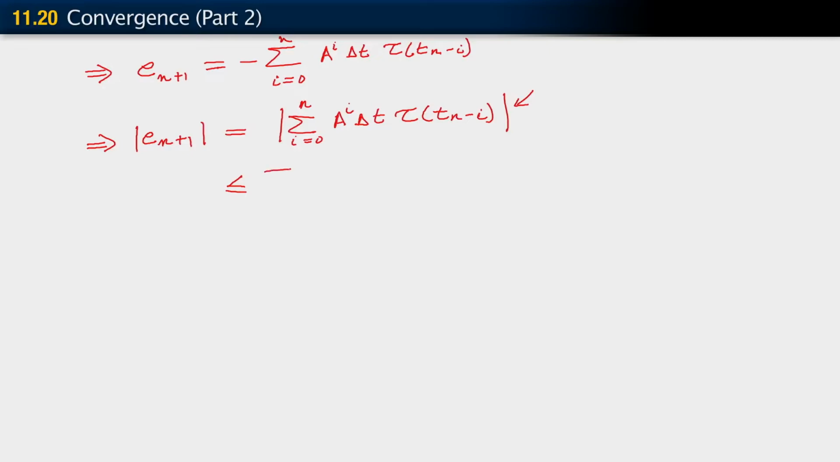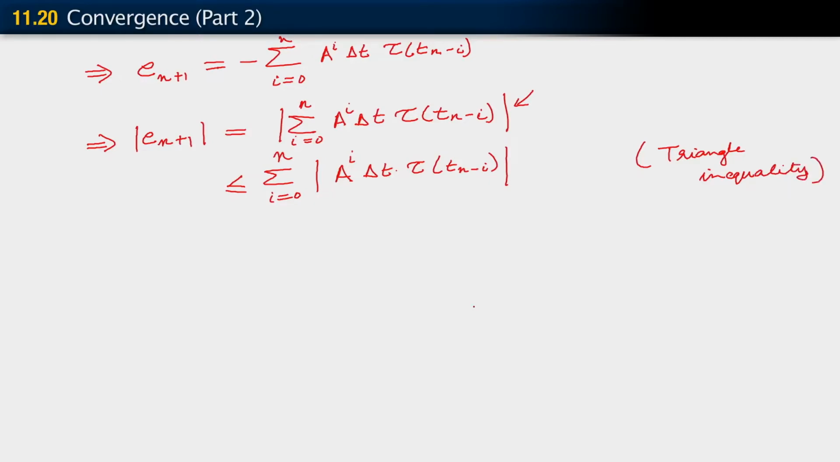Okay, so what I get is that that is less than or equal to the sum, i going from 0 to n, of the magnitude, the absolute value, of each one of those terms, and that's a to the power i delta t tau at t n minus i. Okay? All right? The absolute value of a sum is bounded from above by the sum of the absolute values. And this result is a very standard step in analysis. It is called the triangle inequality. Okay, but there is more.